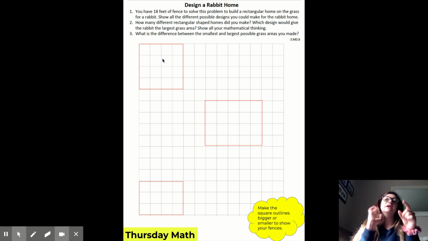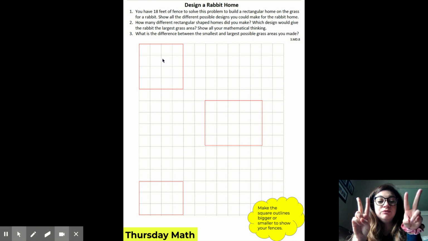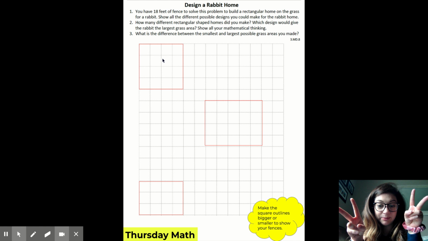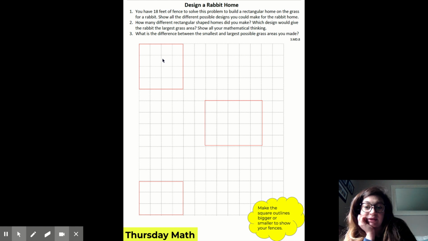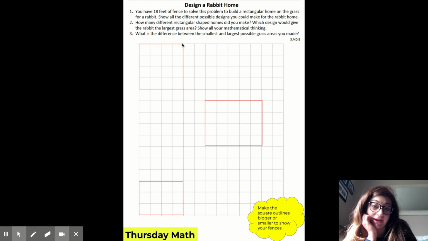Or you can do 18 feet, find two numbers that equal 18, and then divide those numbers in half to make a rectangle. But playing around with shapes is also a great way to find the perimeter and the area. So I know I have 18 feet of fence. This shape that I made is a 4 by 4. So I have 4 on one side and 4 on the other side, and it's a square. And I know that squares are rectangles, so that could work.